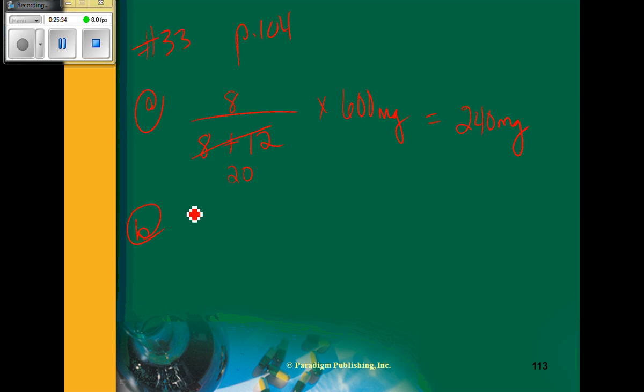Okay, if we use Clark's rule, the child weighs 68 pounds, divided by 150 pounds. It was multiplied by 600, which is the adult dose, and it should come up to be 271.99. And if you rounded that off, it'd be 272 milligrams.